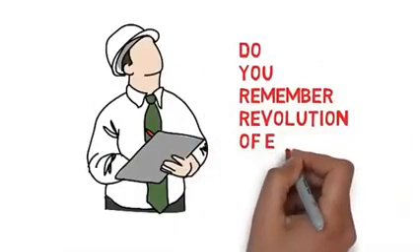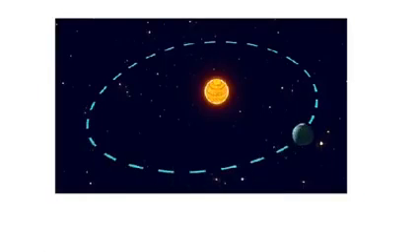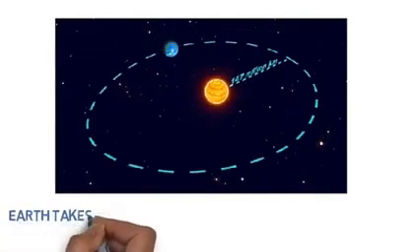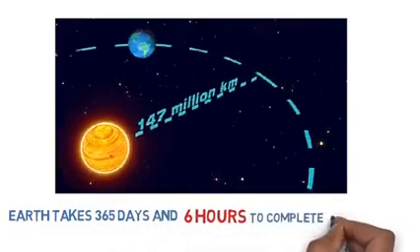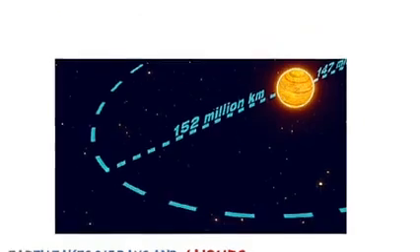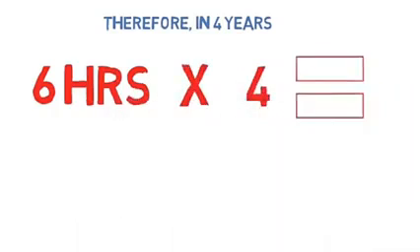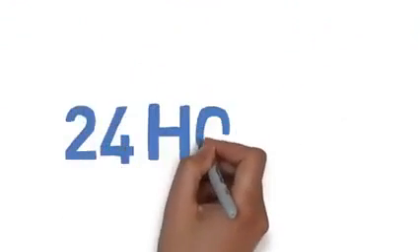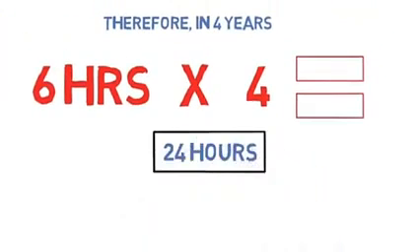Do you remember revolution of the earth around the sun? Well, one complete revolution of the earth around the sun takes 365 days plus 6 hours. That's right. 6 more hours are required by the earth to complete one revolution. Therefore, in 4 years, 6 hours are added of every year, which makes 24 hours, which means one entire day.